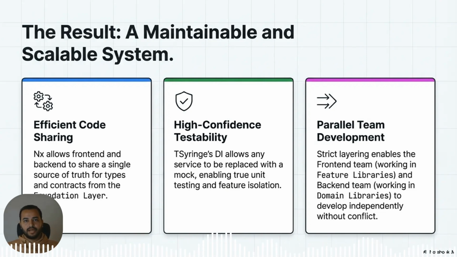Second, we get high confidence testability. Thanks to our dependency injection, we can replace any service with a mock. That means true unit testing becomes possible. And third, we enable parallel team development. Because of our strict layering, different teams can work independently without stepping on each other's toes. This architecture really does support growth and collaboration at scale.